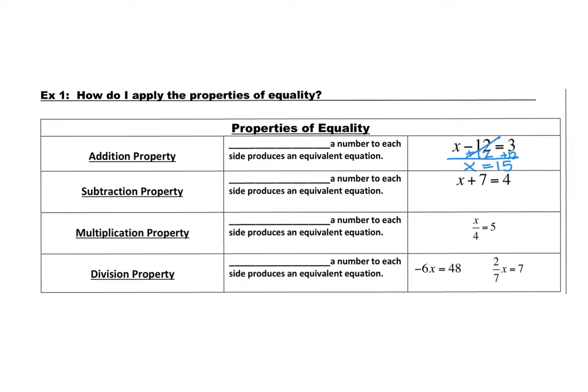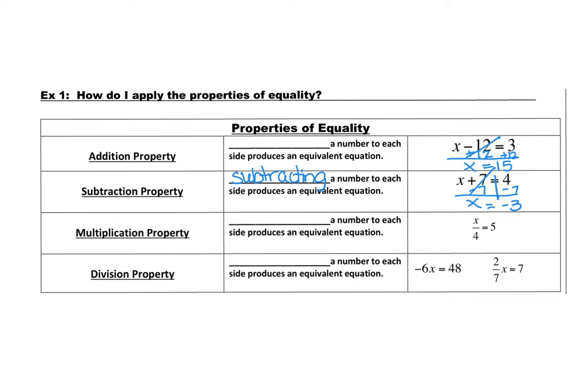So let's go ahead and take a look at the subtraction property of equality. The subtraction property of equality states that subtracting a number to each side produces an equivalent equation. So for example, if I were to isolate this variable to get x all by itself, I could subtract 7 on both sides, and I'd have x is equal to negative 3.